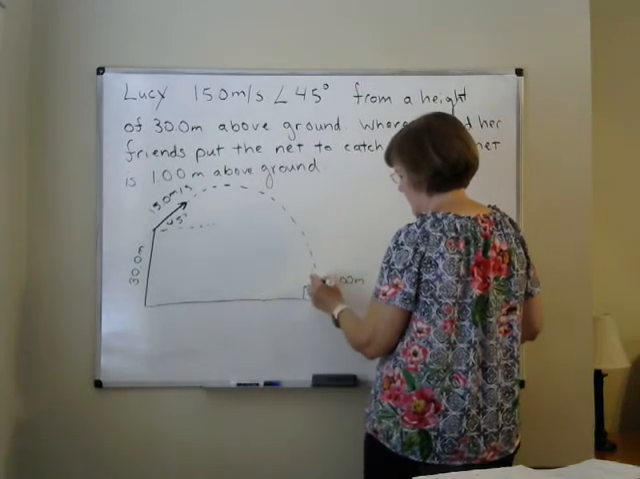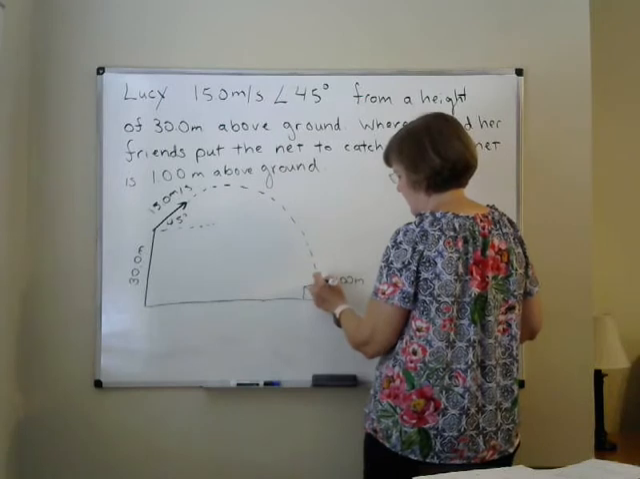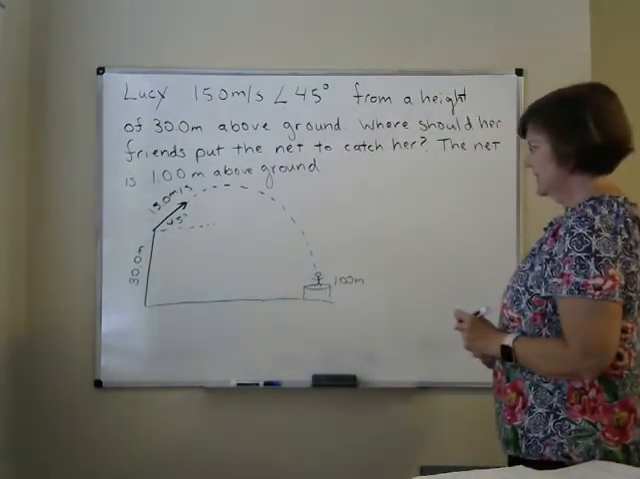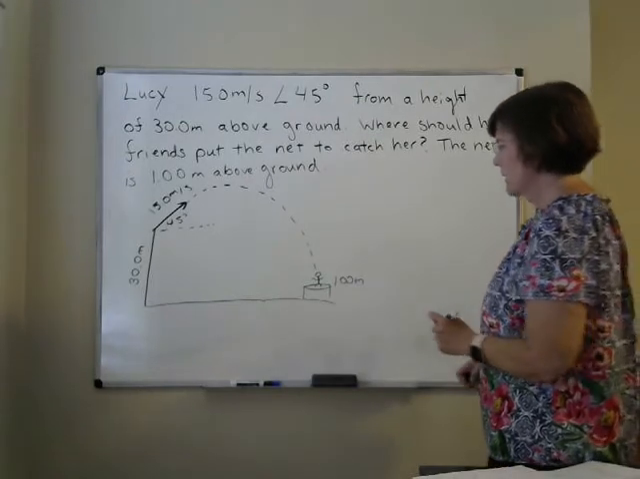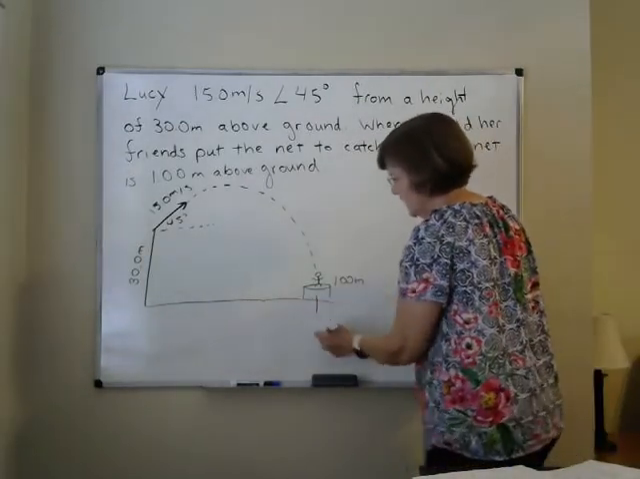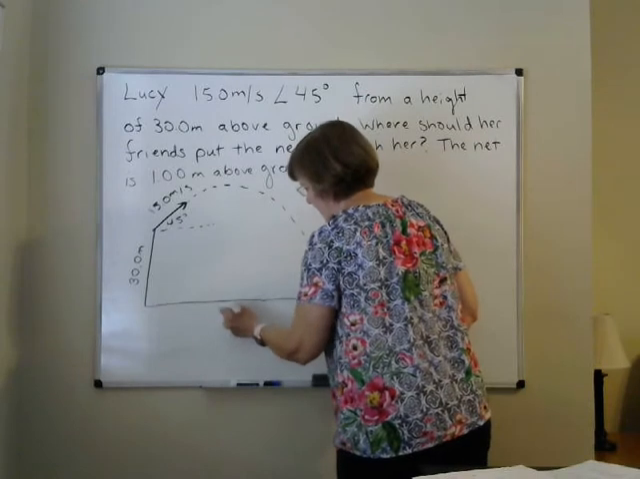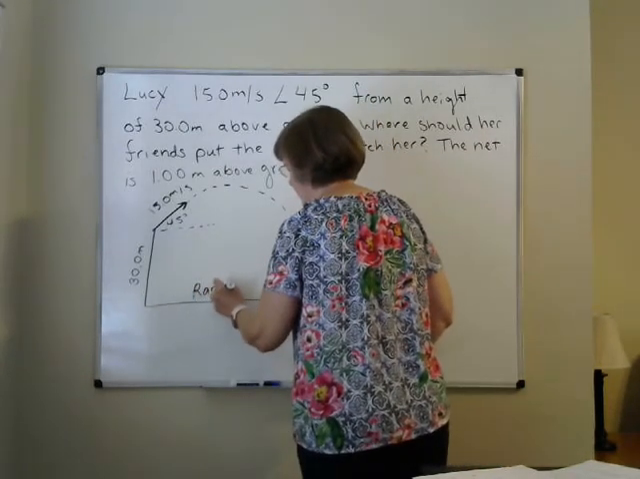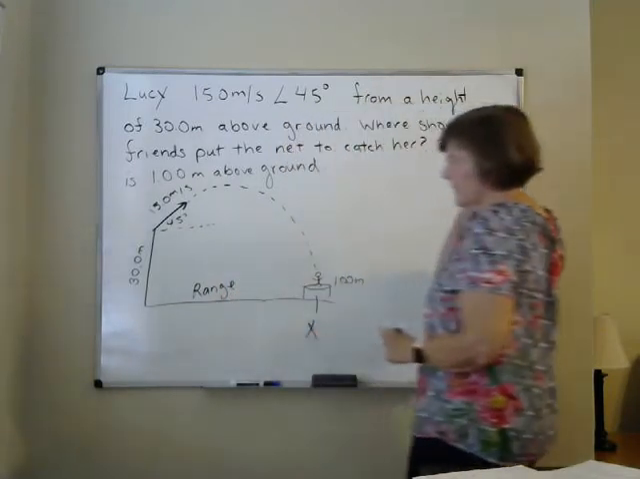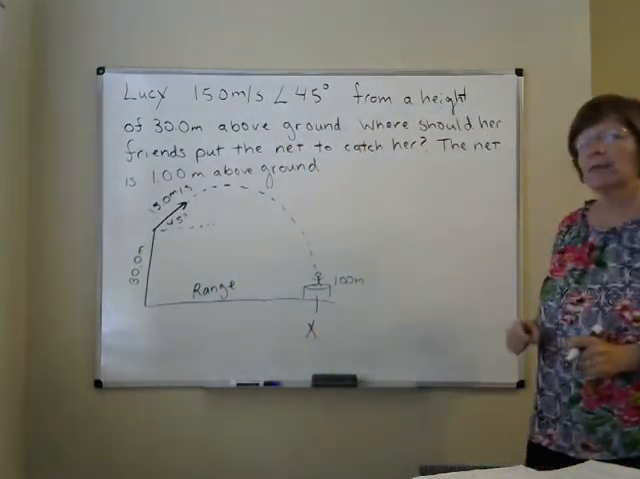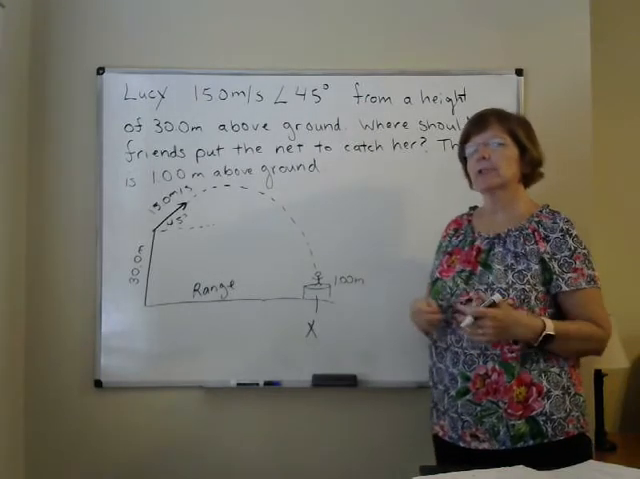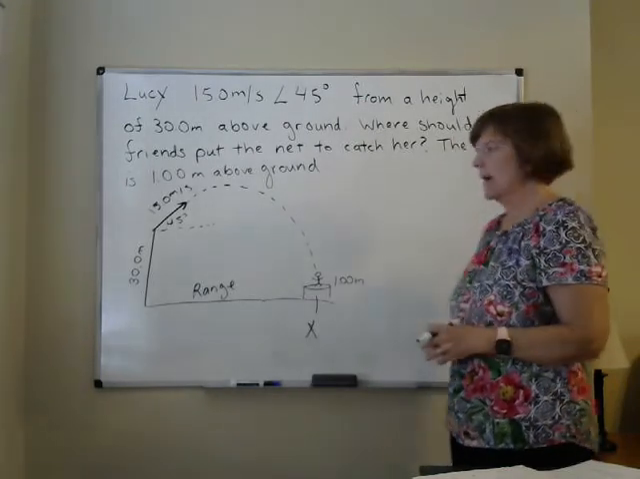Here she is, human cannonball. She's probably all balled up, but I can only draw stick people. When she lands, what do we want to know? We want to know this distance, the range. I can't get the range until I know for sure how long she's in the air. So it's going to be a question of solving for time.